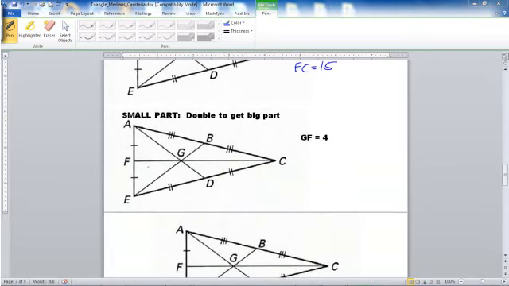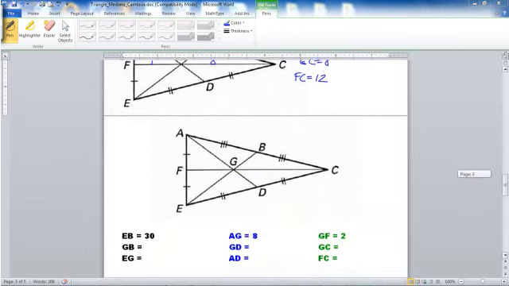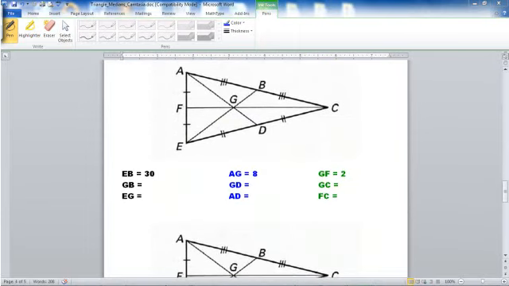And then if I'm given the smaller part, which is from the centroid to the side, if this is 4, I double the small part to get the big part, and then I know GC is 8, and then the whole median FC is 12. 4 plus 8 is 12. Those are your little shortcuts. So let's try those out.